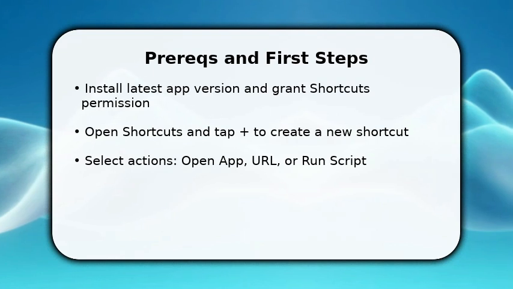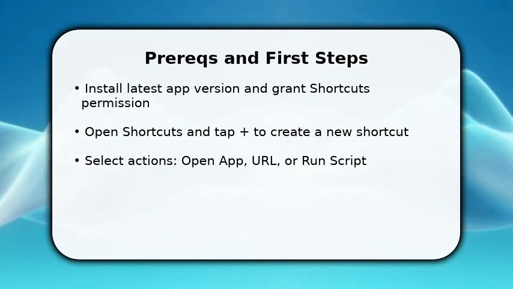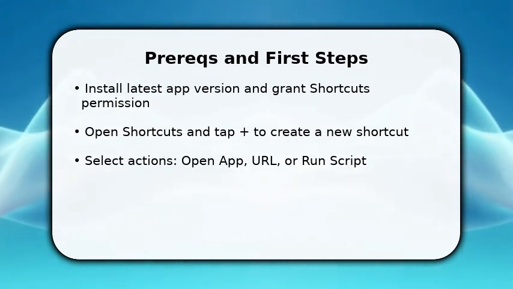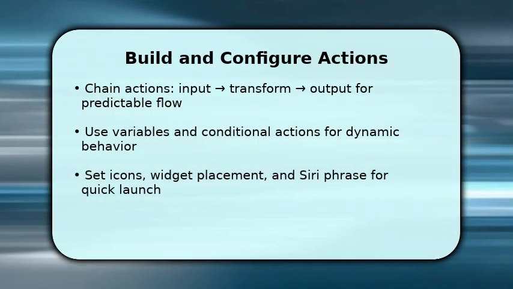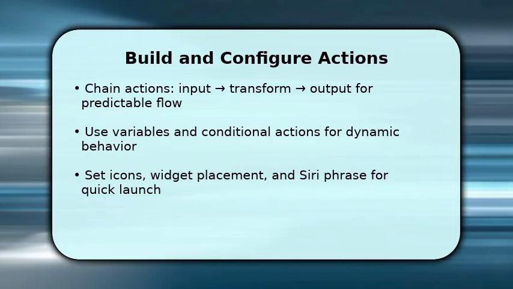You now focus on chaining actions to create a reliable flow. Set input, transform it, then deliver output because predictable ordering prevents errors. Use variables and if/otherwise to handle different cases. This makes the shortcut robust when data changes.